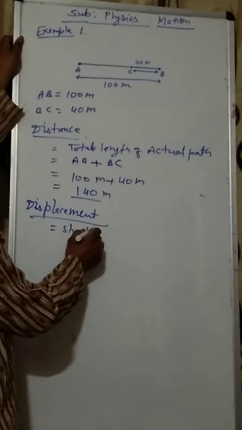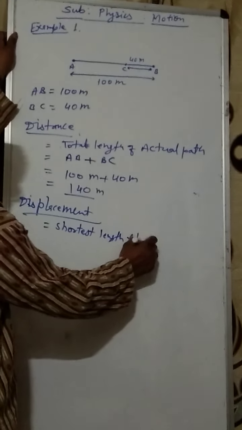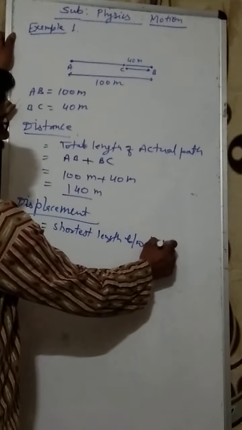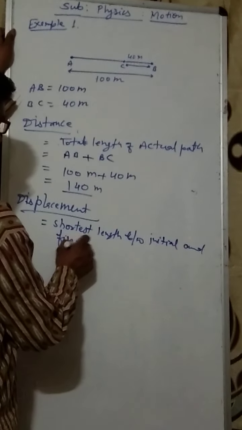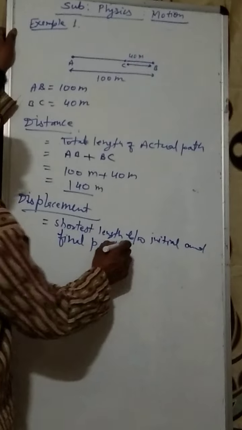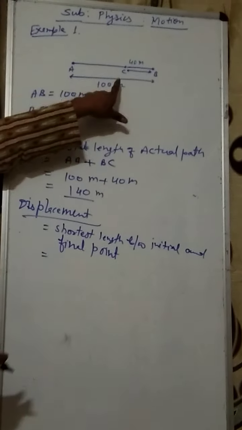Shortest length between initial and final point. So initial point is A and final point is C.